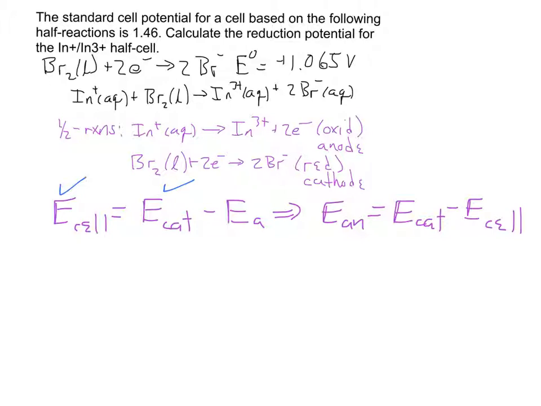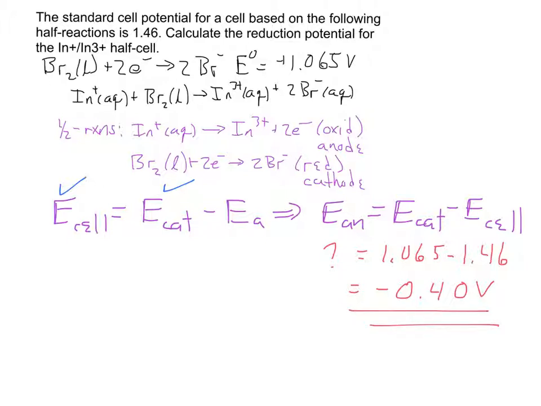So then we plug in the numbers and we get what we're looking for is 1.065 minus 1.46, and with significant figures that's negative 0.40 volts. Okay, so that's an example of how you could use that cell potential reaction to identify the reduction potential of a half reaction that isn't even on that table, 20.1.